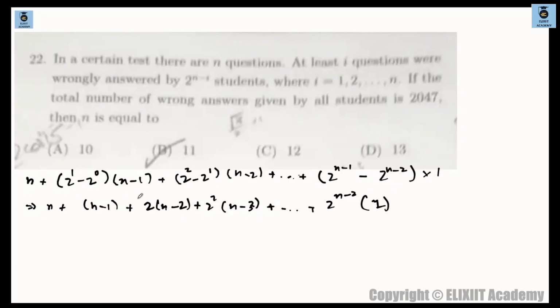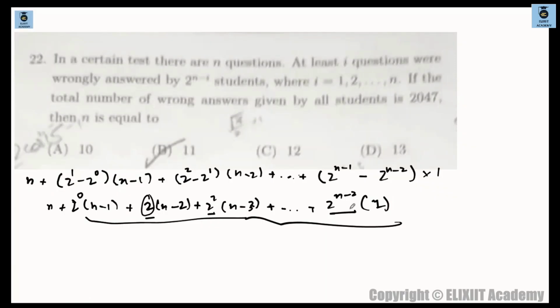So what is this? This is an AGP. This much portion is an AGP, which you can clearly see, because this is a GP. This is a GP given 2 square, 2 raised to the power of 0. So 2 square, 2 cube, and so on till 2 raised to the power of n minus 2. A GP is there, and then n minus 1, n minus 2, and so on till 1. It's an AP. Fine.